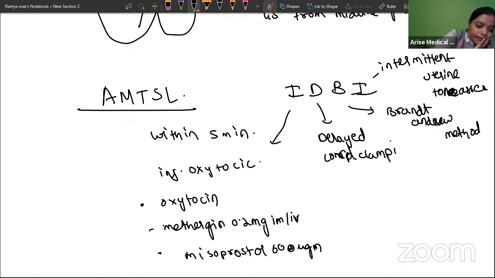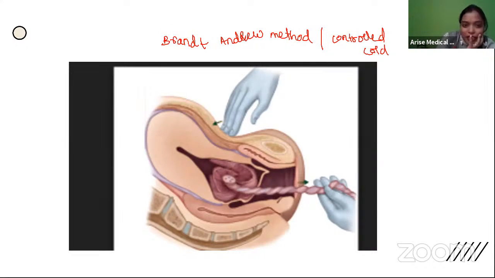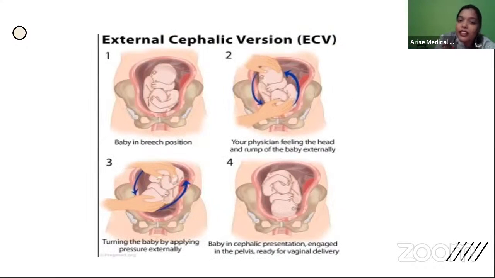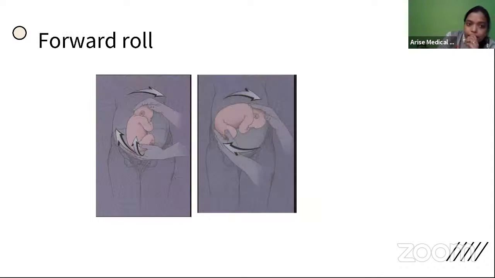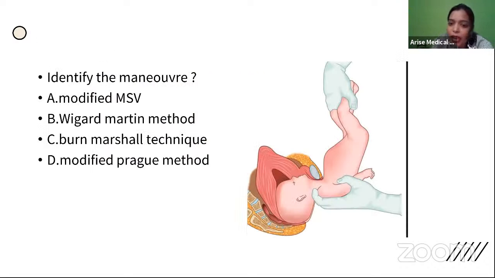Okay, I do have many more pictures. So this is the external cephalic version. We do it in the breech presentation. Do you know what is this maneuver which you are seeing in this picture? Do you want to guess this maneuver? So we'll go through the breech maneuvers as a last through images.